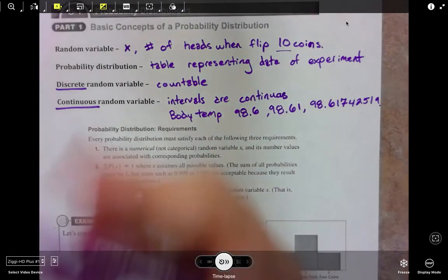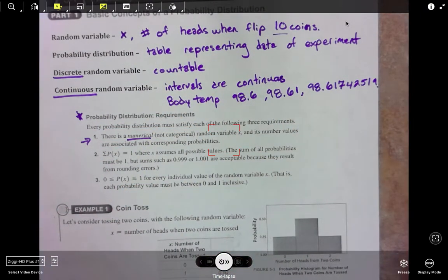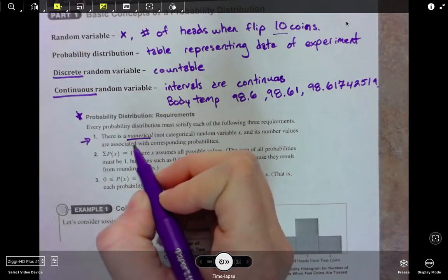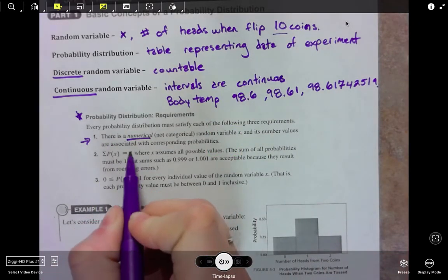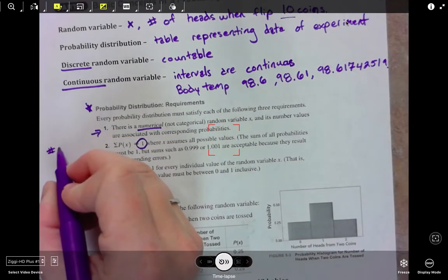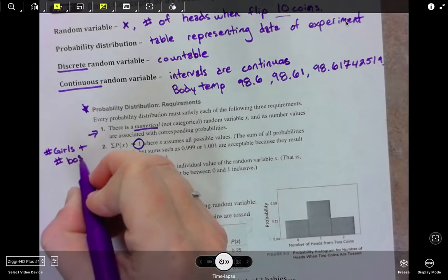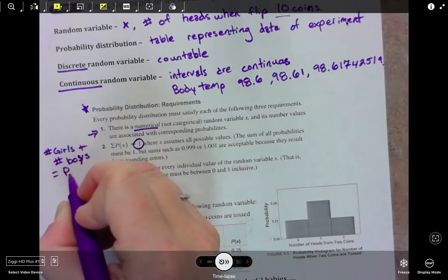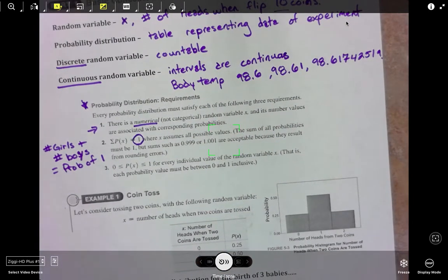All right. So when you're doing probability distributions, that's the title of this section, three things must happen. You must have numerical, not categorical data. Okay. So we're dealing with numbers here, like the number of heads or the number of boys or whatever. Those probabilities must add up to be one. So like the number of girls plus the number of boys equal a probability of one. Okay, the probability of girls, probability of boys should add up to be 1 or 100%.